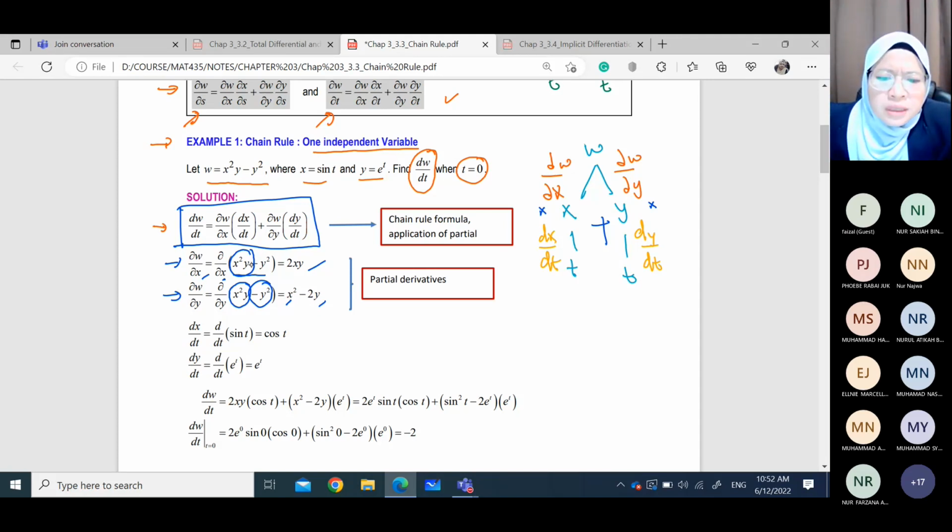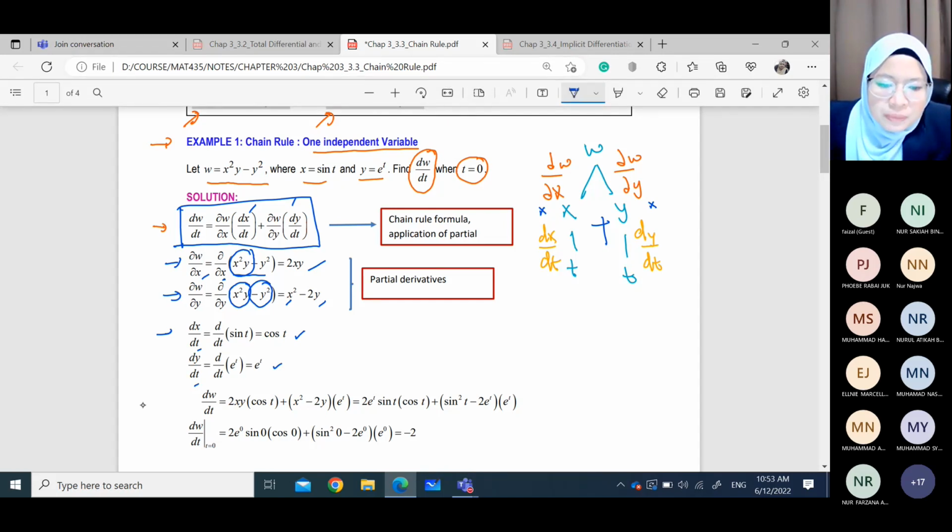Okay. So next part we find dx/dt and dy/dt. This one is quite simple. We just differentiate with respect to t on x. So our x is sine t, and here we have cosine t. And the derivative with respect to t on y, we differentiate with respect to t on exponent of t. So here we have exponent of t.